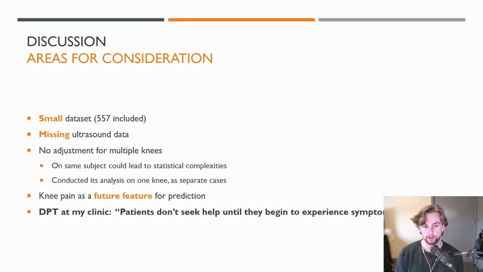They would treat each knee in each subject as a separate case. If you had 2 subjects, one that only had osteoarthritis in one knee and the other had it in both, the one that had it in both would have 2 instances in the data set, one for each of their knees. So that could potentially create some statistical complexities, and maybe this could be designed a little bit differently in the future to account for that.